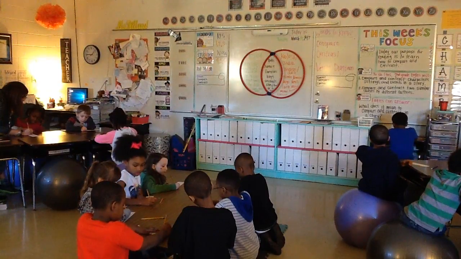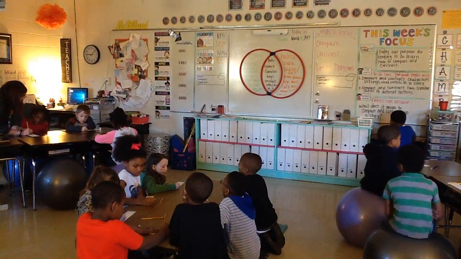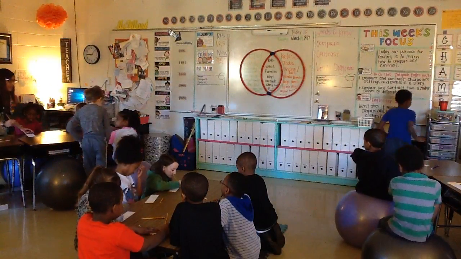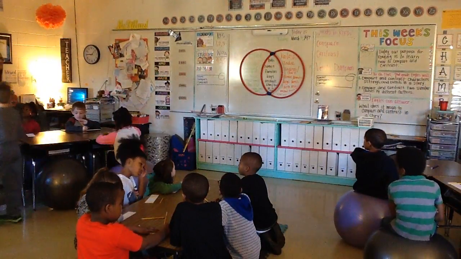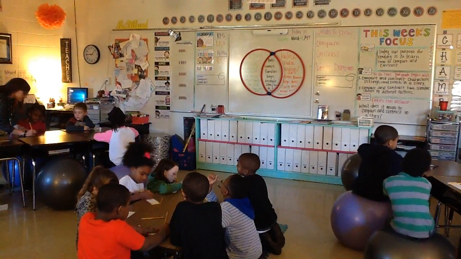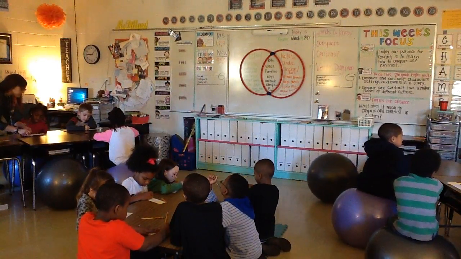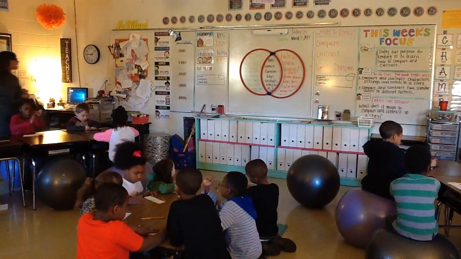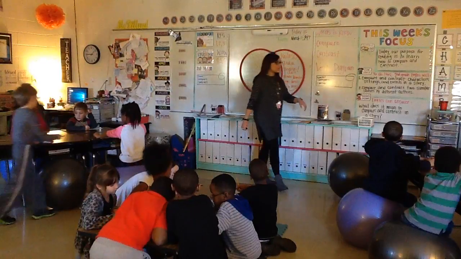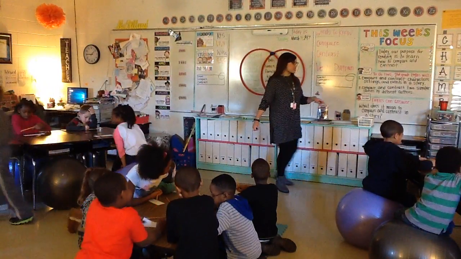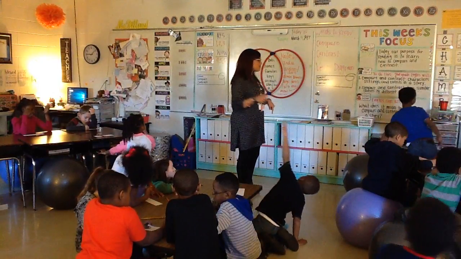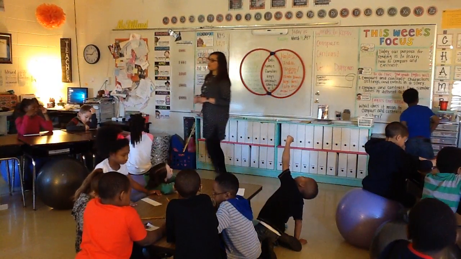Once you have that, now I want you to write one thing that is the same about you and that character, and one thing that is different. Where are you going to write your similarity, where something is the same? Are you going to write it with compare or contrast? Say it out loud. What is it? Compare. And where are you going to write your different?